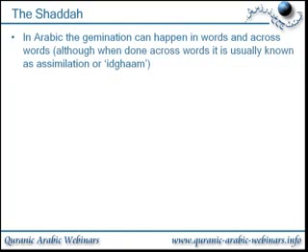In Arabic, the gemination can happen in words and across words. So in English you normally get it across words. In Arabic you will get it a lot within one word, and you'll get it across other words as well. Although when done across words it is usually known as assimilation or idgham. So that's a note really for further on. When we get to the Tajweed stage, there are going to be lessons on this term called idgham, which is assimilations. However, when you do the assimilations, the shaddah is usually employed.